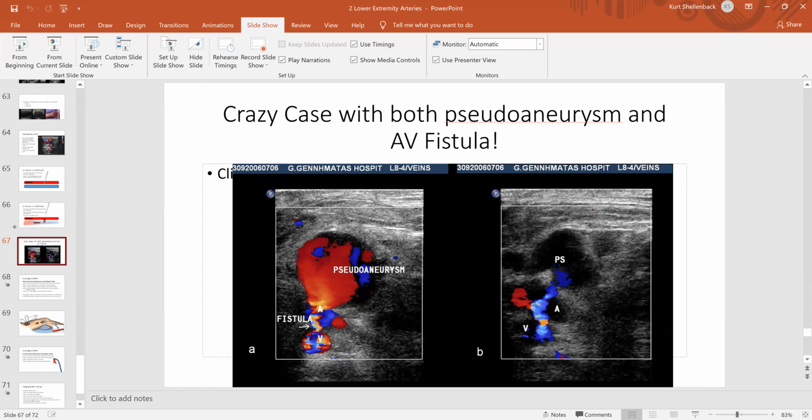Crazy case with both a pseudoaneurysm and a fistula. Oh my God. They went through the artery and the vein. They caused a pseudoaneurysm and a fistula. Here, let me make sure you see what I'm talking about. Zoom. Pseudoaneurysm, artery, fistula, vein. So this artery is feeding both the pseudoaneurysm and putting arterialized blood in the vein. Yikes.